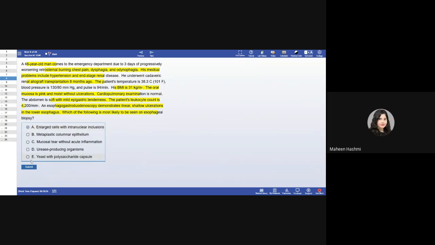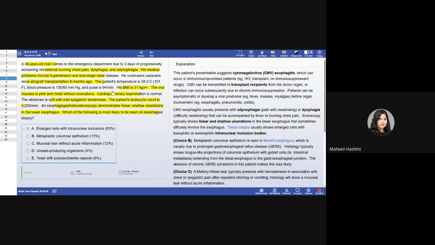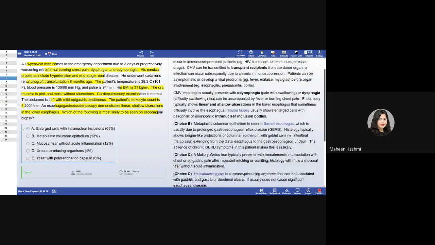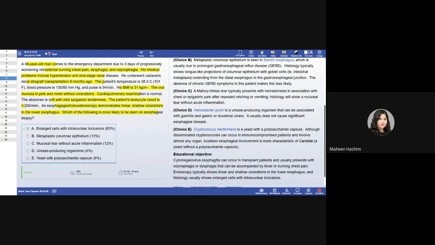Yeah. Again, very good. Whenever they talk about any transplant patients, they mean immunocompromised patients. CMV is going to happen in any sort of immunocompromised patient, and usually they're talking about transplant in terms of CMV. So you see linear ulcerations in CMV, and herpes simplex is also really important. Three things they're going to test you on: HSV, CMV, and Candida. So know what type of presentation each will have on the esophagus. That's enlarged cells with intranuclear inclusions. Again, it's very easy.